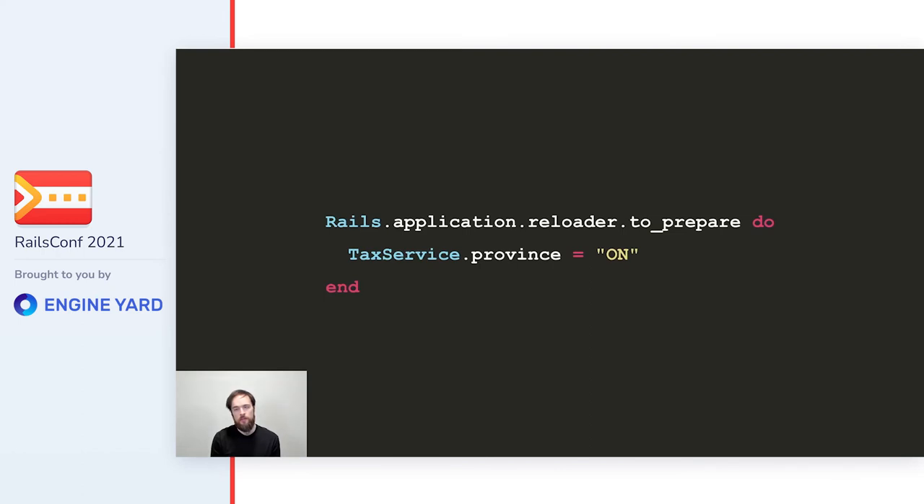This is what the initializer looks like. The toPrepare callback safely autoloads code after boot and when the app needs to reload after a change. We need to find a way to keep track of the values we want to set, but defer loading the class until we actually need to use it.